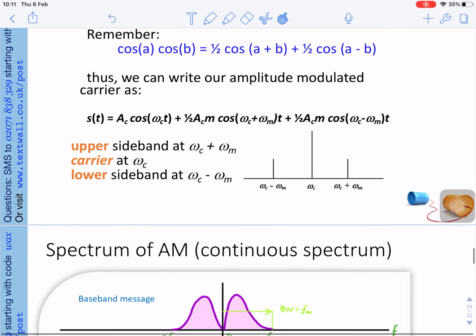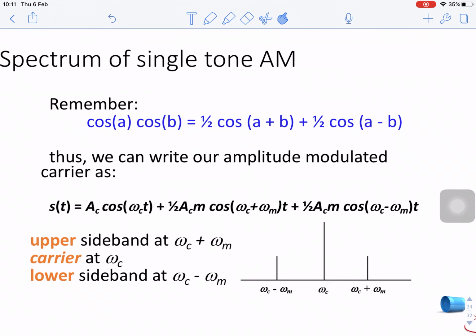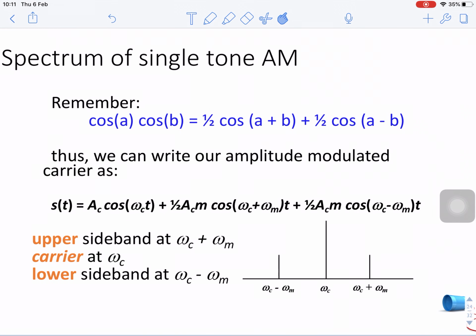Okay. So let's continue. This is the overmodulated signal, and this is the spectrum of a tone AM, which means that remember that cosine A times cosine B is equal to half of cosine A plus B plus half of cosine A minus B. Thus we write down the amplitude modulated signal as AC cosine omega c t plus half of AC m cosine omega c plus omega m t plus half of AC m times cosine omega c minus omega m t.